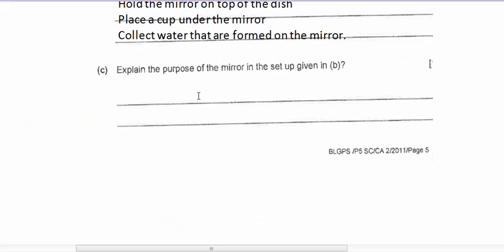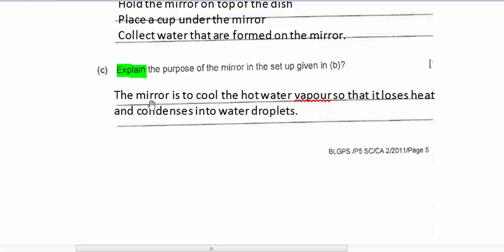So part C, you're supposed to explain. Remember, explanation must be scientific and specific. Explain the purpose of the mirror. So what's the purpose of the mirror? Basically the mirror is to cause heat loss, because the mirror is going to be cooler. So the mirror is to cool the hot water vapor so that it loses heat and condenses into water droplets.